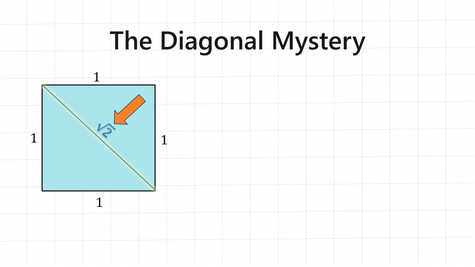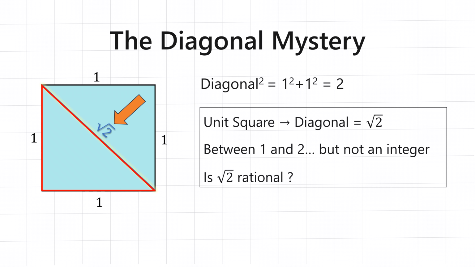Take a square of side 1. What is the length of its diagonal? Pythagoras tells us diagonal squared is equal to 1 squared plus 1 squared. And so diagonal equals square root of 2. It is clearly between 1 and 2, but not an integer.